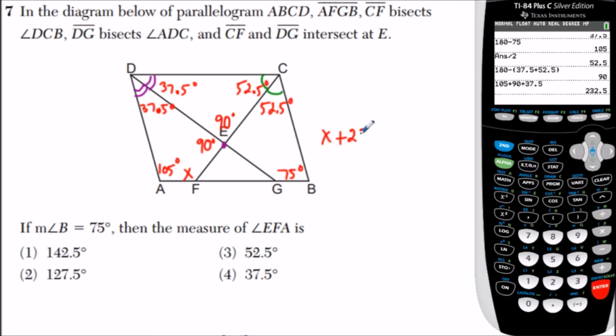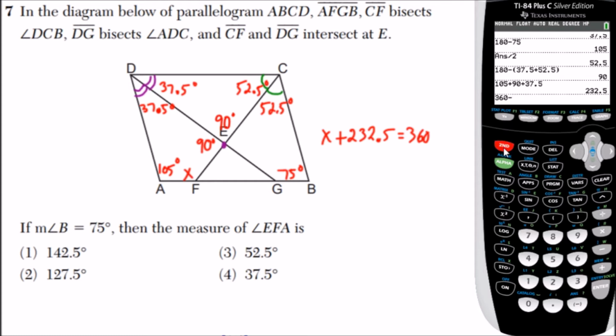So we have 232.5, and the sum of x and the other three angles equals 360. So then we'll do 360 minus our answer. So 360 minus 232.5, which gives us 127.5. So x equals 127.5, and x represented the angle EFA, which is what we wanted to find. So our answer here to 7 is choice 2.